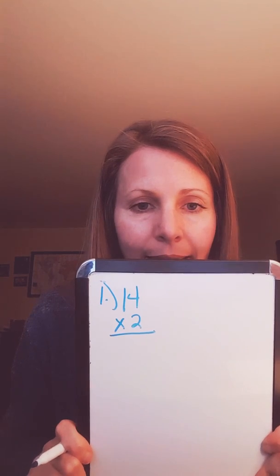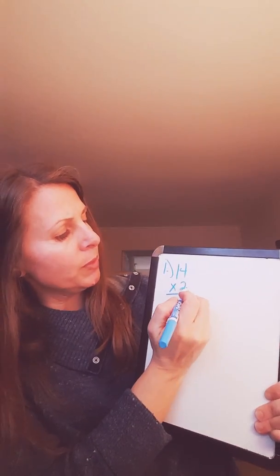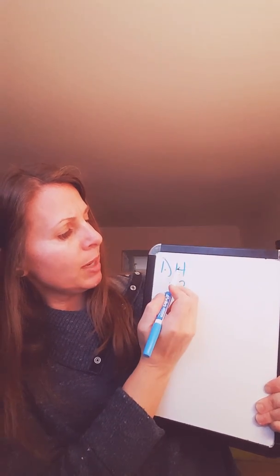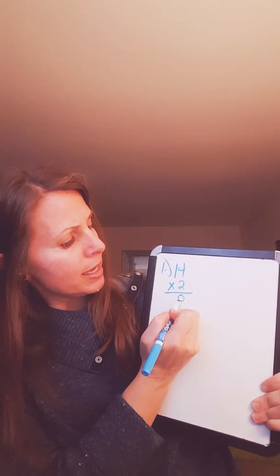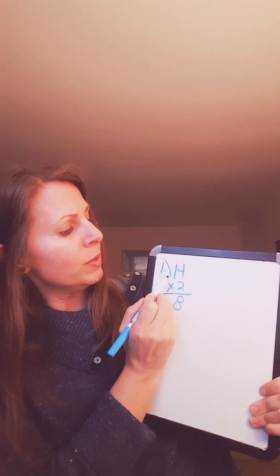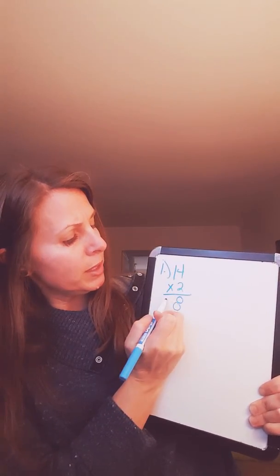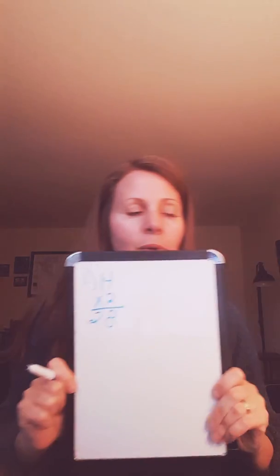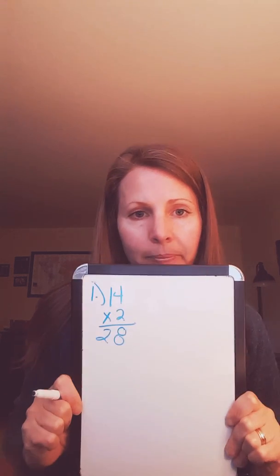Number 1 is going to be 14 times 2, and I want you to write it like that. We're stacking it. Now, you remember what to do. We start with the ones. I'm going to go 2 times 4 is 8, and then I take my 1 and I go to the 10. 2 times 1 is 2. And my multiplication answer is 28.